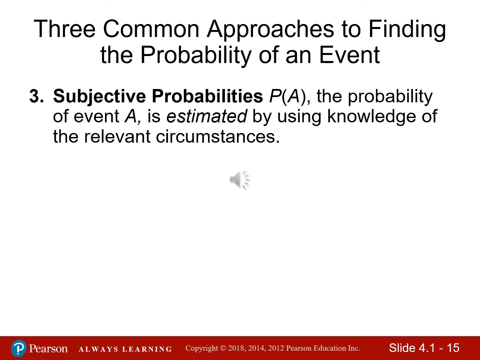Subjective probability is where you use your opinion to find probabilities. For example, you may think you have an 80% chance that your friend will call you today because her car broke down yesterday and she'll probably need a ride. Or you could think you have a 50-50 chance of getting a job that you applied for because the other applicant is also very qualified. So a more formal definition of subjective probability is that the probability of an event A is estimated by the knowledge of the relevant circumstances.